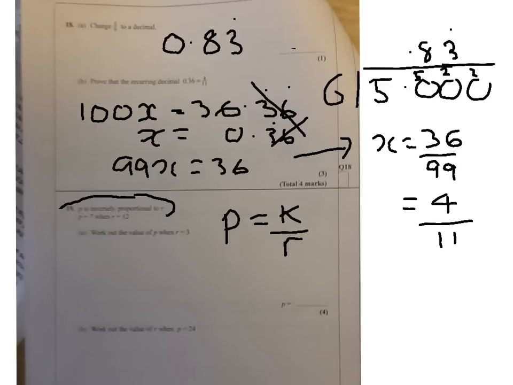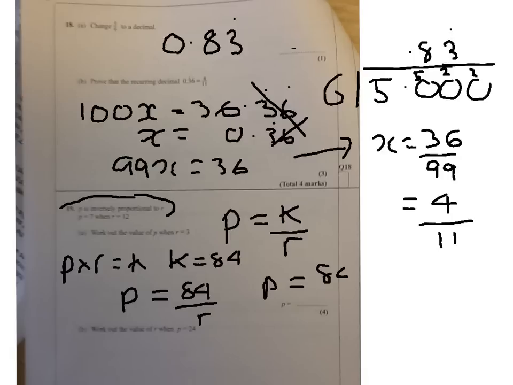So we can find out k, because k will simply be p times r. So p times r equals k. 7 12s are 84. So we've got our k is 84. So we now know that p equals 84 over r. Now it says work out the value of p when r equals 3. So p will equal 84 divided by 3. 3 into 8 goes 2 remainder 2, 3 into 24 goes 8. So the answer is 28.